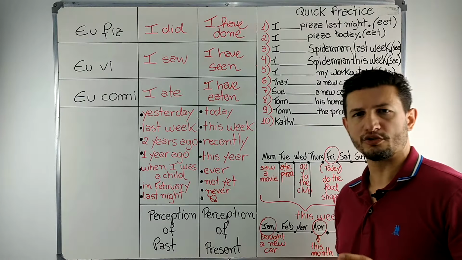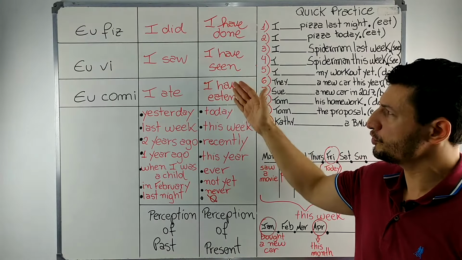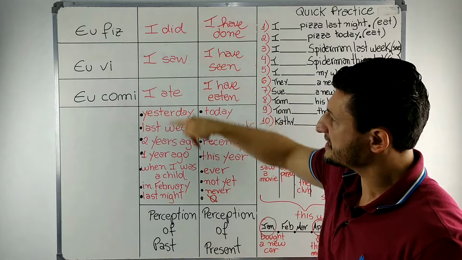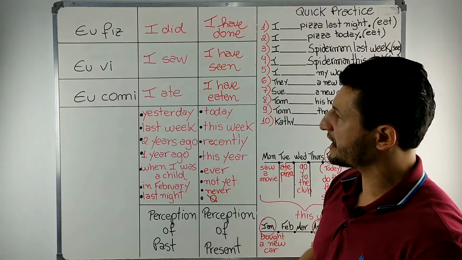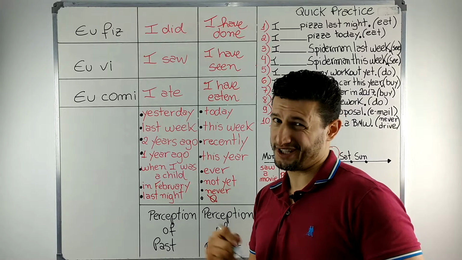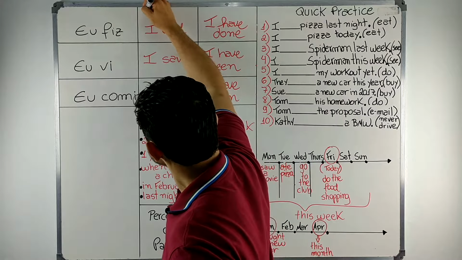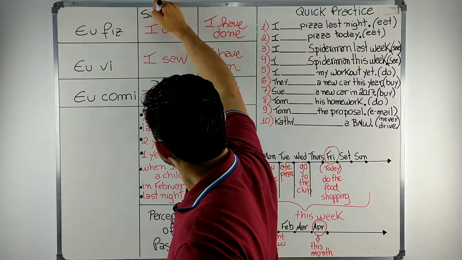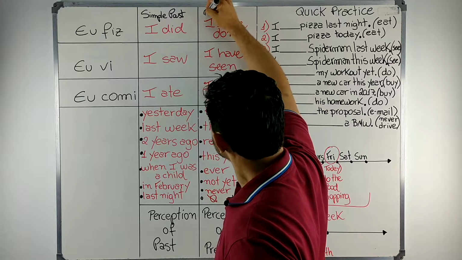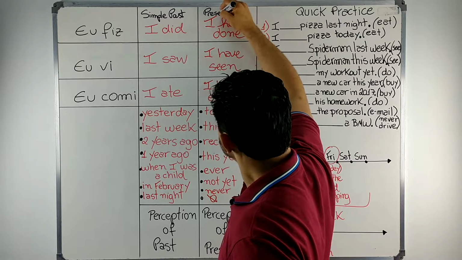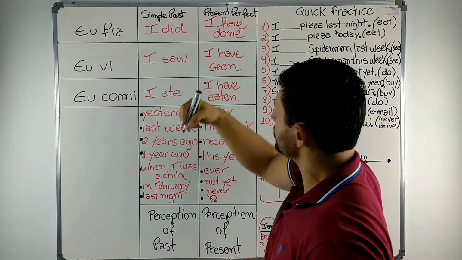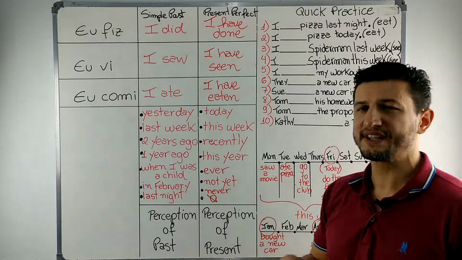And now, let me also say to you that the form you use, this one or this one, and let me remind you of the names. So this first form here, I did, I saw, I ate, is called, just in case you want to do more research and look for it on the internet, simple past. And this other form is called present perfect. It's actually more precisely called present perfect simple.